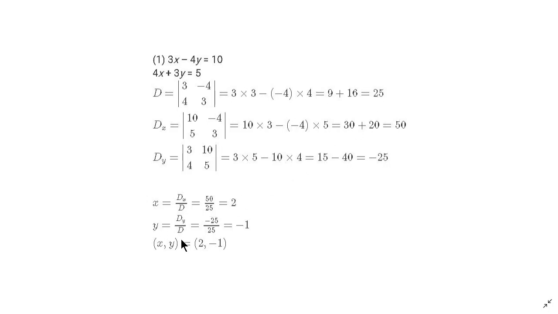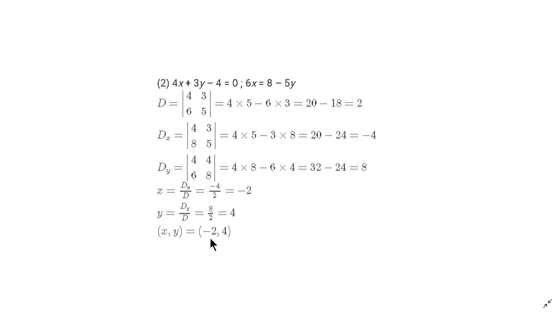Similarly, y is dy upon d. This is also quite simple to remember. x is equal to dx upon d, y is equal to dy upon d. When it is x, use the x determinant. When it is y, use the y determinant. And write the solution as an ordered pair. (x, y) is equal to (2, minus 1), which is the answer of the first example.